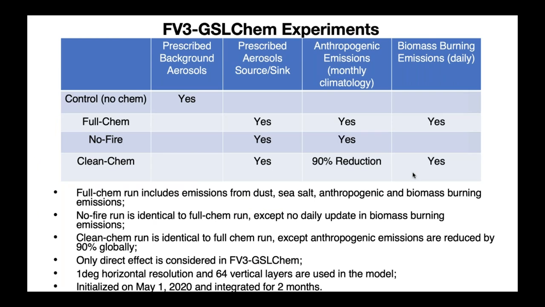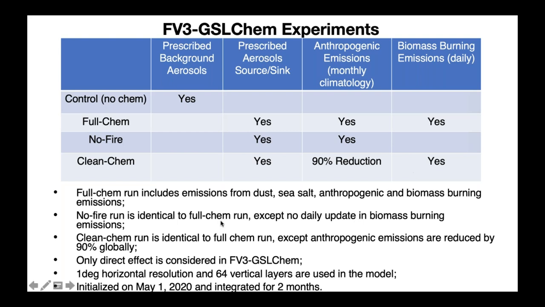So we use this version of the model and carry out four experiments. The first one is the control run, which does not have chemistry. It has prescribed background aerosols. The next one is the full chemistry run with prescribed aerosol sources and sinks. It has anthropogenic emissions, monthly, and biomass burning, which is daily. It also includes dust as well as sea salt.